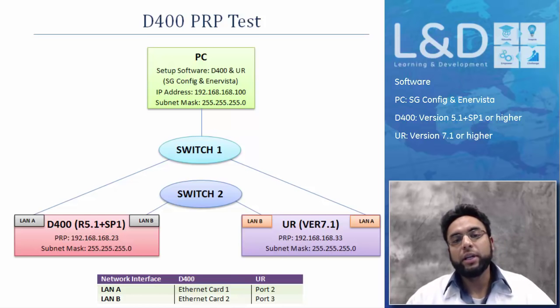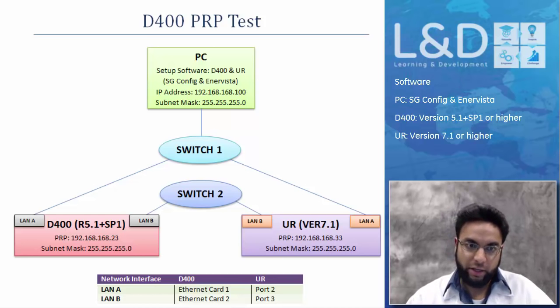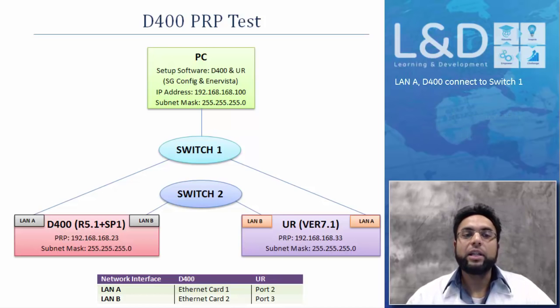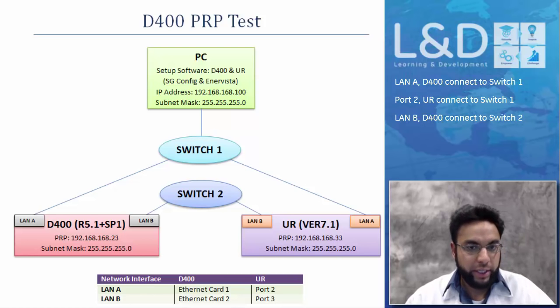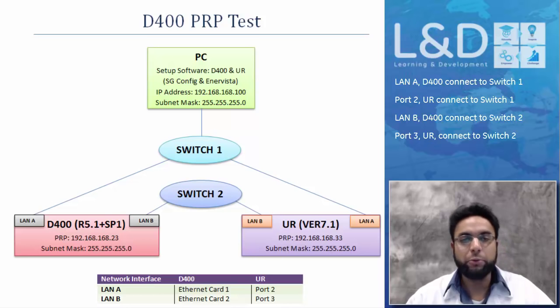D400 uses Ethernet card 1 and Ethernet card 2 for LAN A and LAN B connections, whereas the UR uses ports 2 and 3 for PRP connection. What that means is LAN A of D400 is connected to switch 1, port 2 of the UR is connected to switch 1, LAN B of D400 is connected to switch 2, and port 3 of the UR is connected to switch 2.